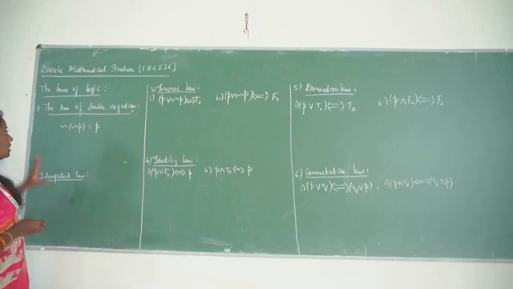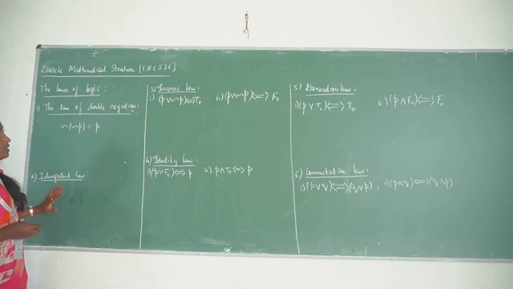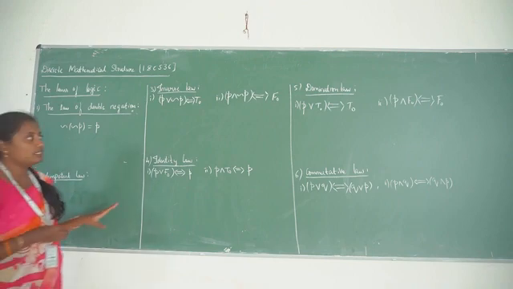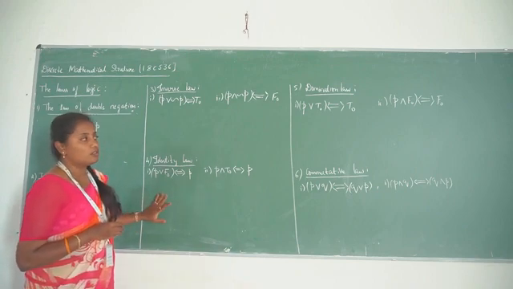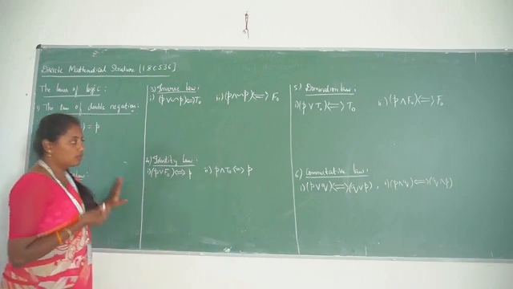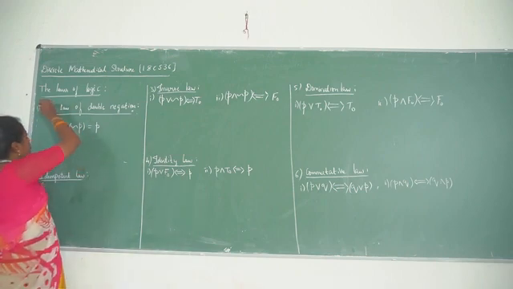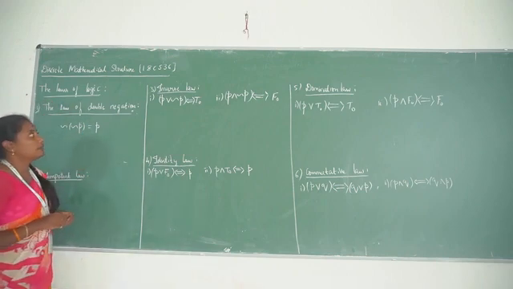So the laws of logic. First one is the law of double negation. Second one is idempotent law, inverse law, identity law, domination law, commutative law. Some more laws are there, I will continue after that. So first let us go through the first one, that is law of double negation.